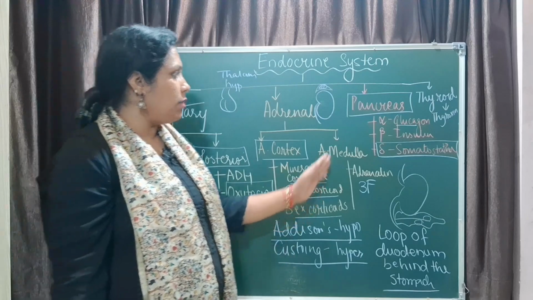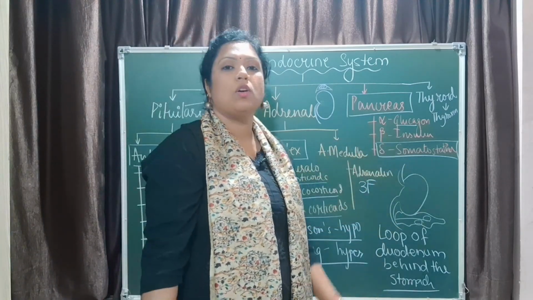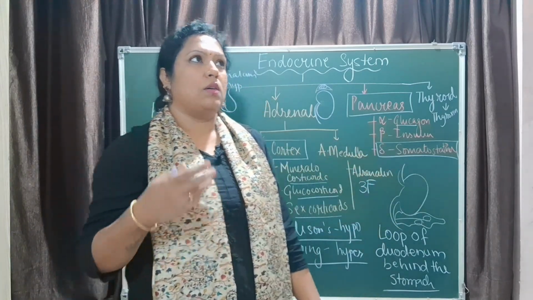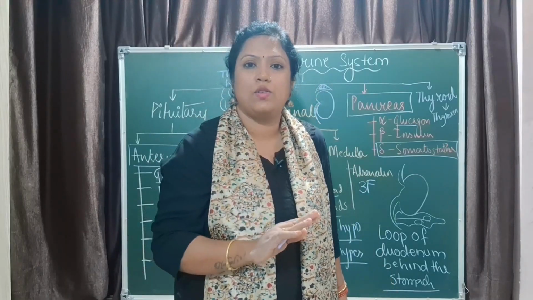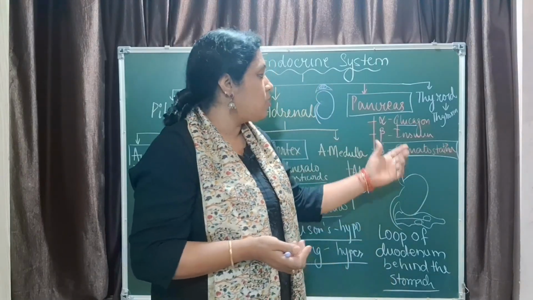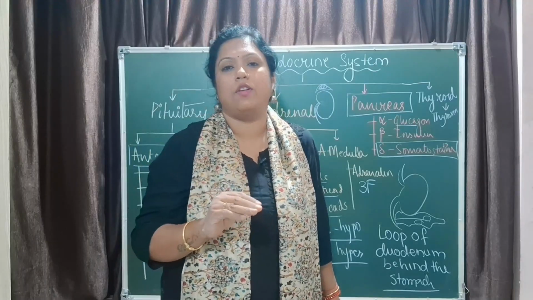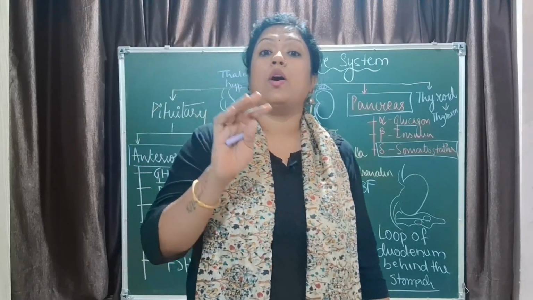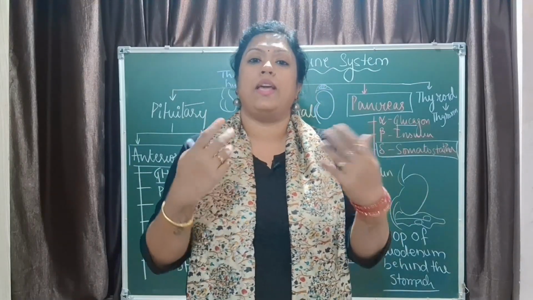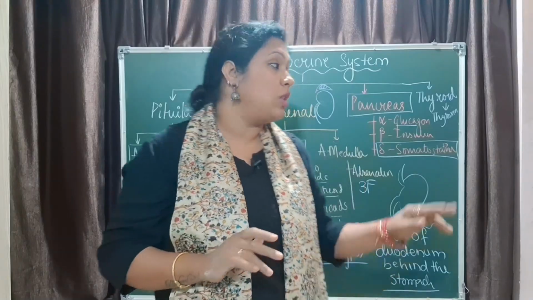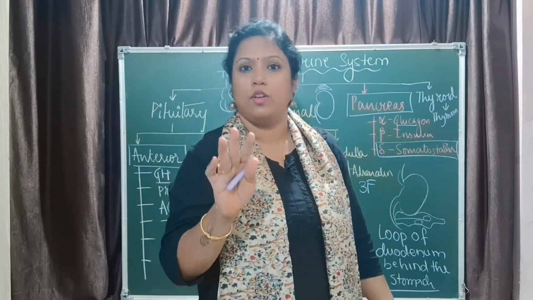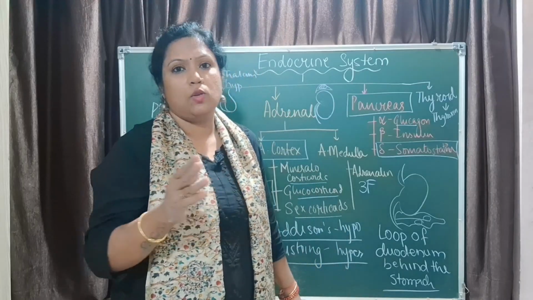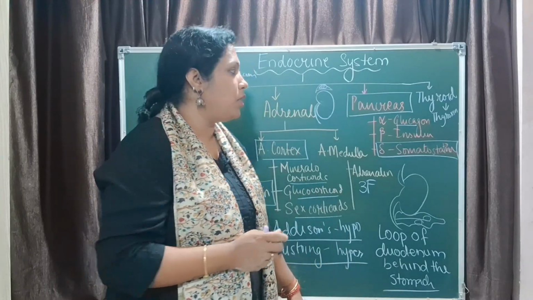Okay, so coming back to the pancreas. Glucagon helps in the release of glucose in the blood by conversion of glycogen into glucose. Insulin helps in decrease in level of glucose in the blood by allowing the cells to take glucose. So they both work together to maintain an optimum glucose level in your blood, that is around 80 to 120 mg per 100 ml of blood.